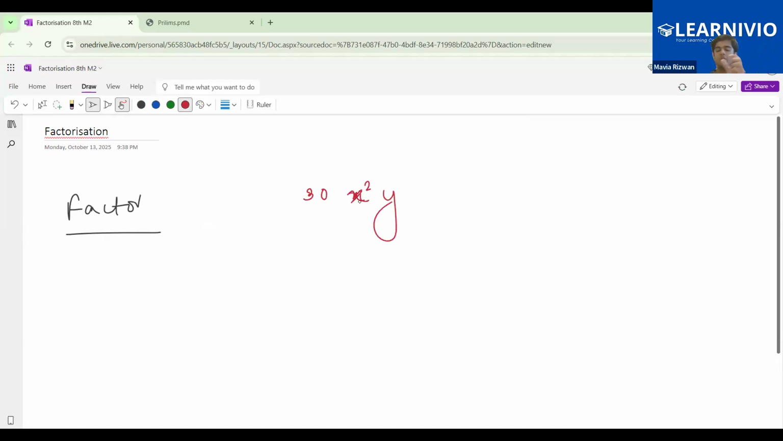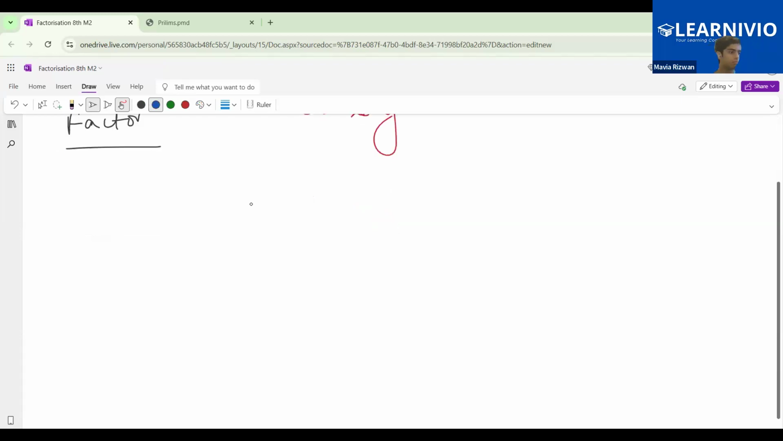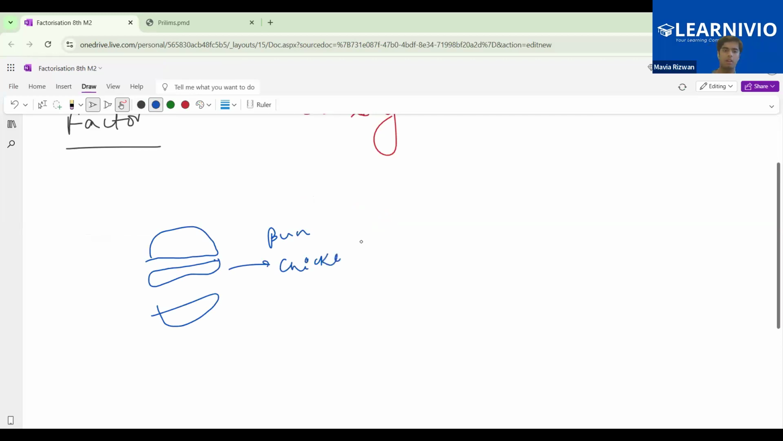Now this term 30x square y has what parts? Let me give you this example. I'll name a dish, let's say a burger. Now a chicken burger has what all things? It has a bun. It is a combination of a bun, chicken in between, jalapeno sauce. We can say various sauces.